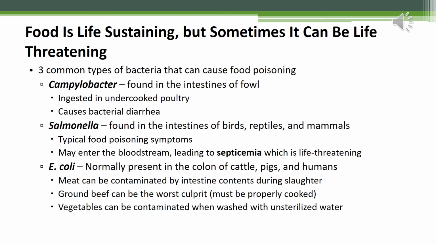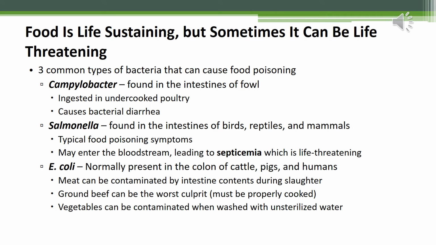Food is life-sustaining, but sometimes it can also be life-threatening. Here we're going to talk about the three common types of bacteria that can cause food poisoning when ingested. These are Campylobacter, Salmonella, and E. coli. Campylobacter is a bacteria typically found in the intestines of fowls such as chickens and turkeys. It's typically ingested by eating undercooked poultry, and a symptom typically caused by ingesting Campylobacter is diarrhea.